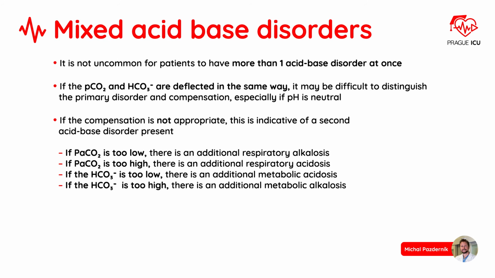It's not uncommon for patients to have more than one acid-base disorder at once. If the PCO2 and bicarbonate are deflected in the same way, it may be difficult to distinguish the primary disorder and compensation, especially if pH is neutral. If the compensation is not appropriate, this is indicative of a second acid-base disorder present.